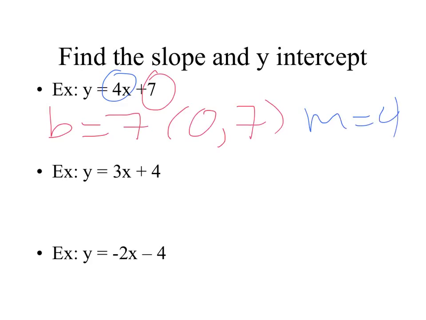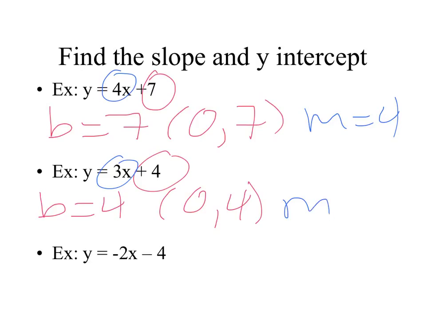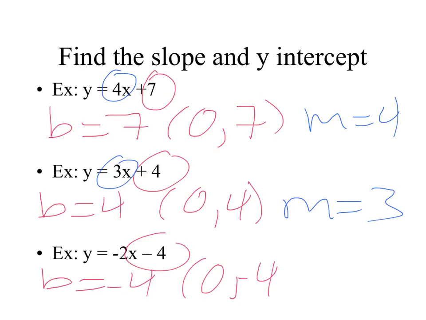If we look at our second equation, b is going to be 4, which means that our y-intercept is the point (0, 4), and the slope is 3. And finally, for our last example, b is the value negative 4, which means that our y-intercept is (0, negative 4), and the slope is the value negative 3.